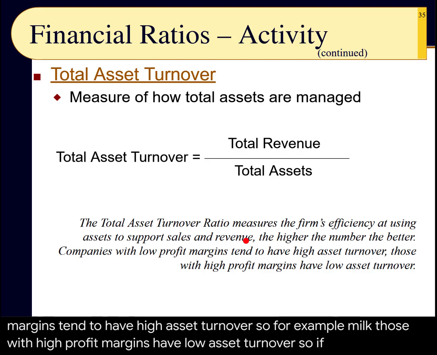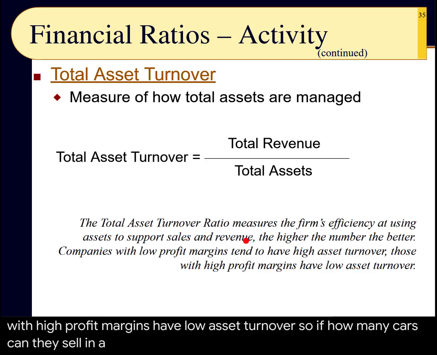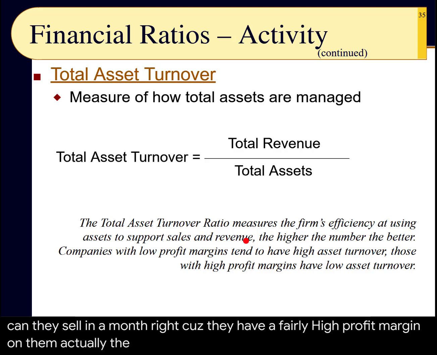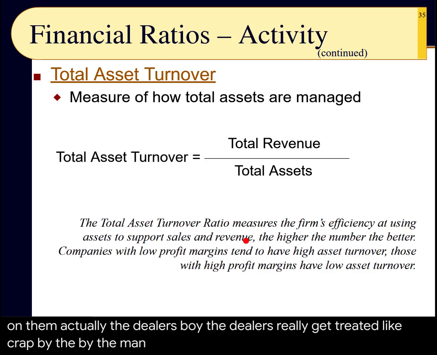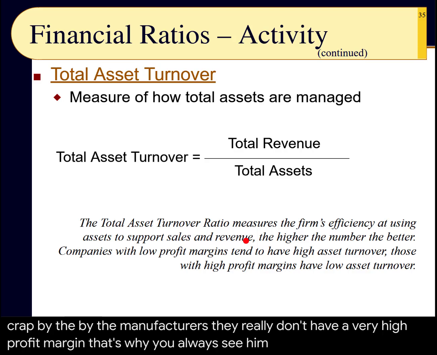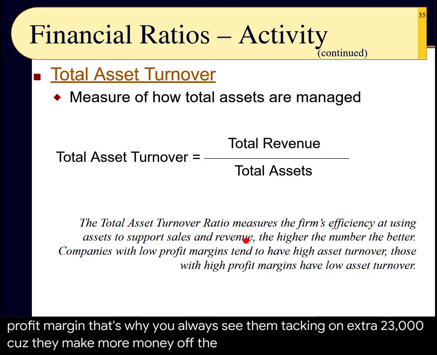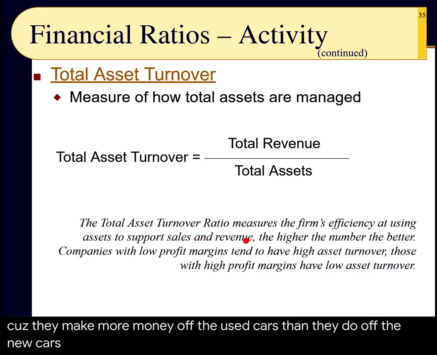So how many cars can they sell in a month, right? Because they have a fairly high profit margin on them. Actually, the dealers really get treated like crap by the manufacturers. They really don't have a very high profit margin. That's why you always see them tacking on an extra $2,000 to $3,000, because they make more money off the used cars than they do off the new cars. So what do we got here?